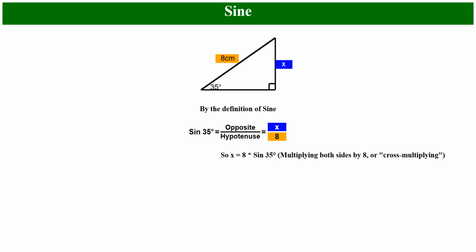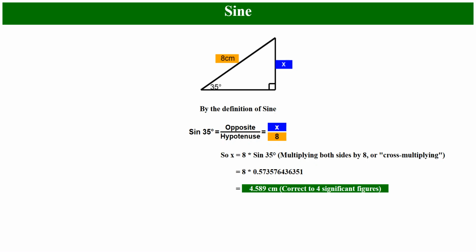And now we can look up sine 35 degrees on a calculator. If we do that, we get this line. And now multiplying those figures together, we get x is equal to 4.589 centimeters. And I've corrected that to 4 significant figures.